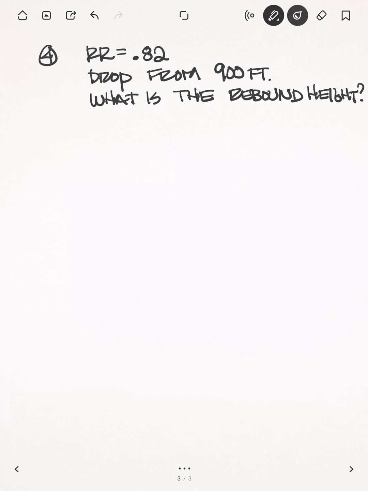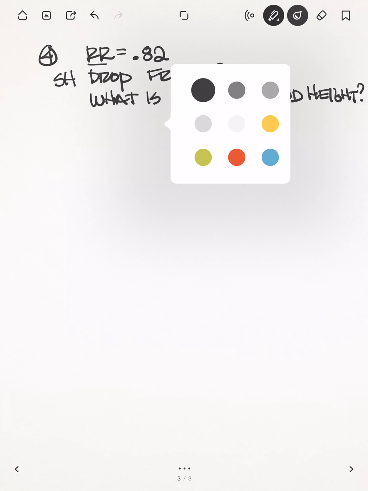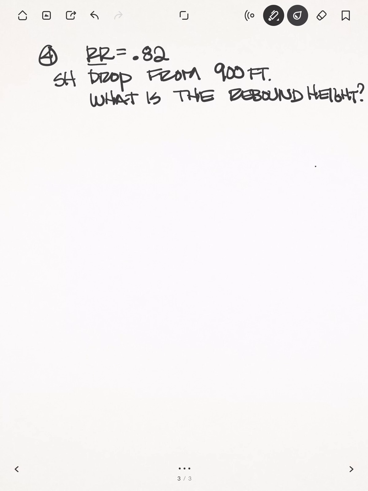Okay, so we have the rebound ratio and we have the starting height, because that's where we dropped it from. So let's write down our formula to find the rebound height. Remember, we have a formula for that. To find the rebound height, what do we have to do? Well, when we have a starting point, which in this case is 900, what do we do to 900 to figure out what the rebound height is going to be?